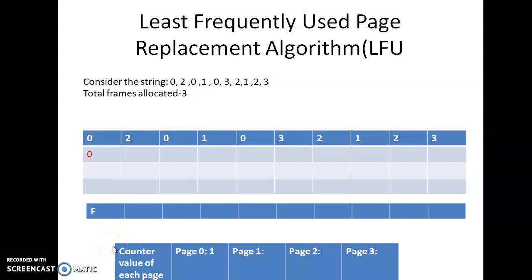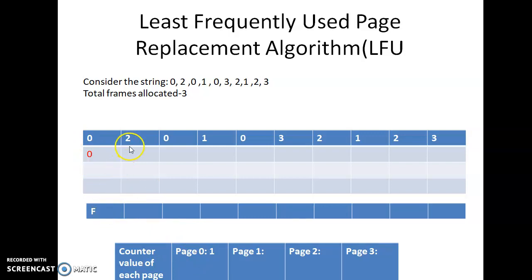As it was told, one counter variable will also be present. The counter variable will correspond to all the pages that have been referred. In this string, 4 pages, that is 0, 1, 2 and 3, have been referred. So there will be counter variables corresponding to pages 0, 1, 2 and 3. When page 0 is referred, its counter variable is increased by 1 because it has been referred the first time and a page fault has occurred.